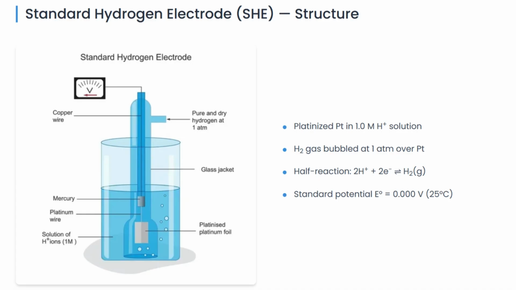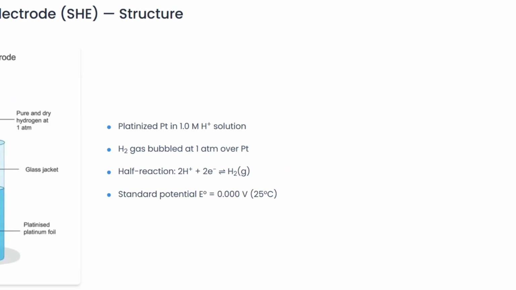The half reaction here is 2 H+ ions plus 2 electrons in equilibrium with hydrogen gas. By definition, its standard potential is set at 0 volts at 25 degrees Celsius.